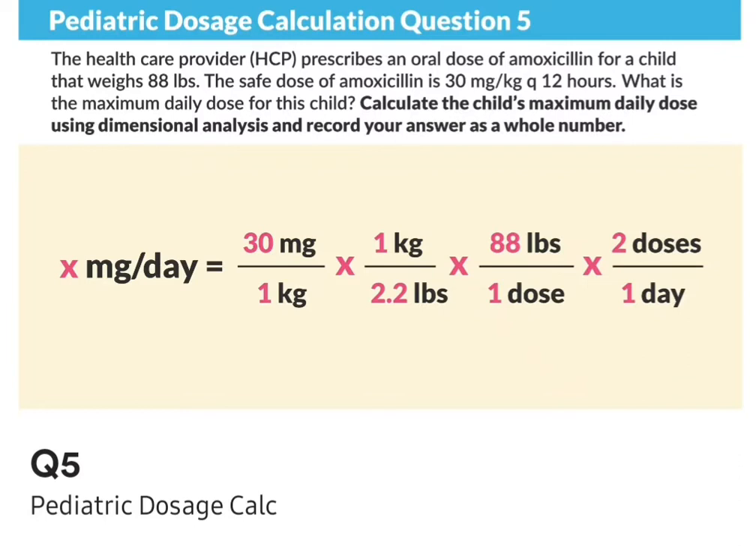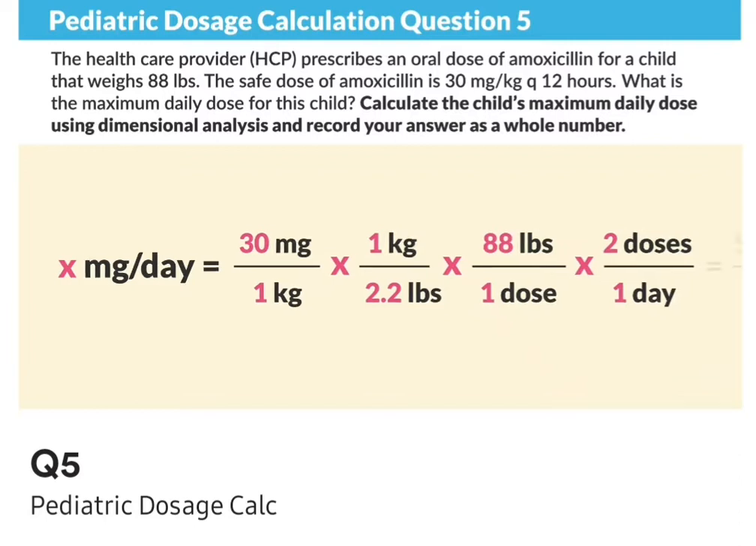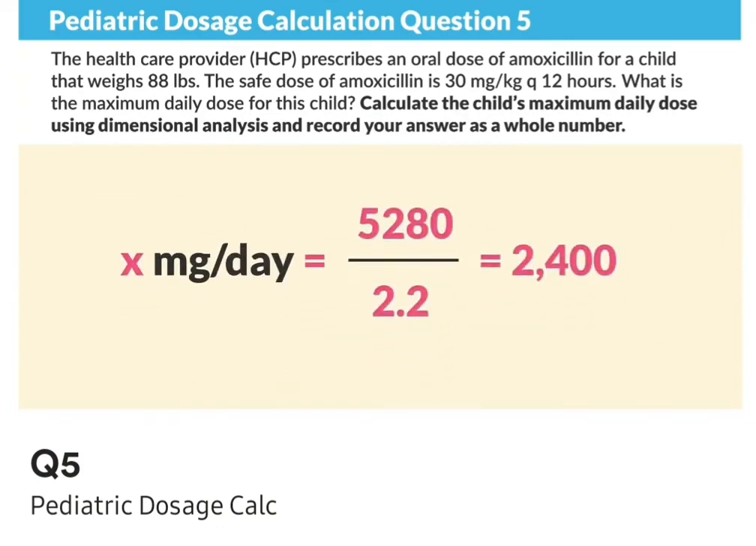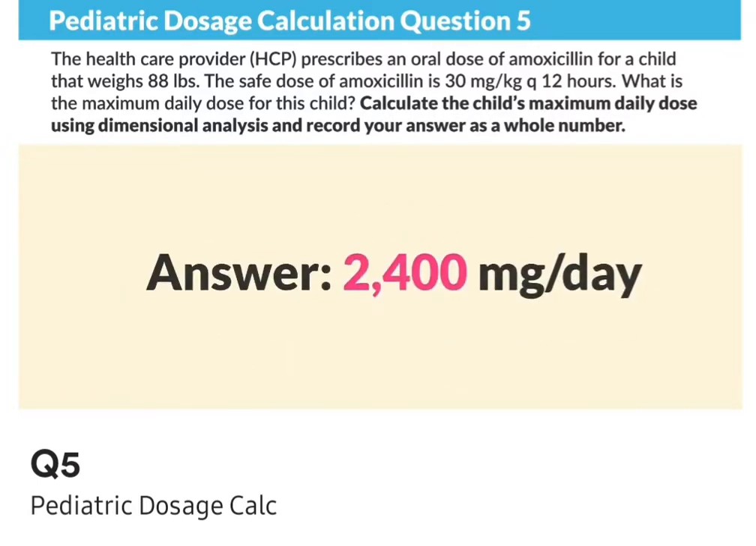And we're giving 2 doses here in a day, because the question is telling us to give it every 12 hours. So that is 2 doses, right? Now solving for X milligrams per day, we have to multiply the numbers across and on the bottom here. So we get 5,280 over 2.2. Now our grand total is 2,400. So the correct answer is 2,400 milligrams per day.